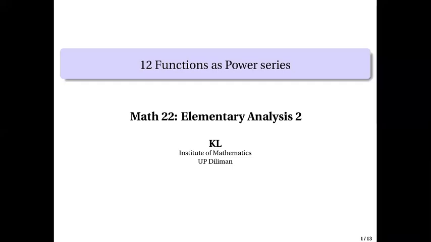Hello guys. So in this discussion, we'll be doing lecture number 12, Functions as Power Series. Our goal is to find power series representations of some elementary functions.